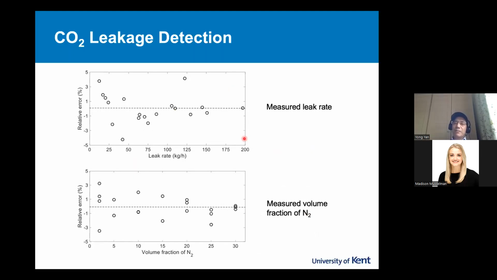Here's a typical result. Here you can see the measured leak rate. We have relative errors here. It's quite good, plus or minus 3% in most cases. We even achieved quite accurate prediction of nitrogen impurity volume. You can see, again, it's surprisingly good. We're still working in this area, so the results will be reported in the future. We feel the potential is there.